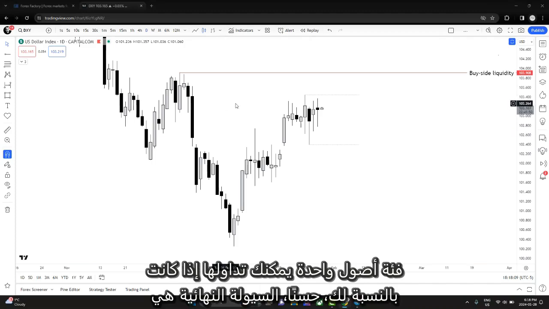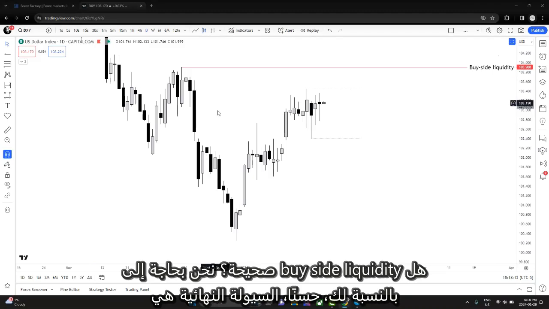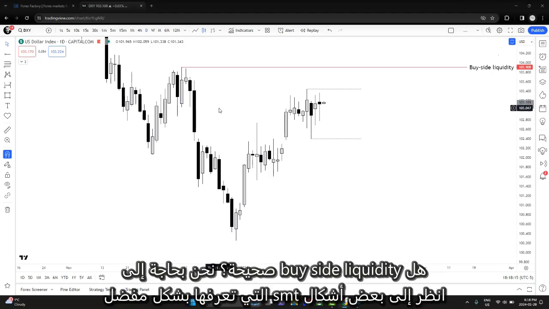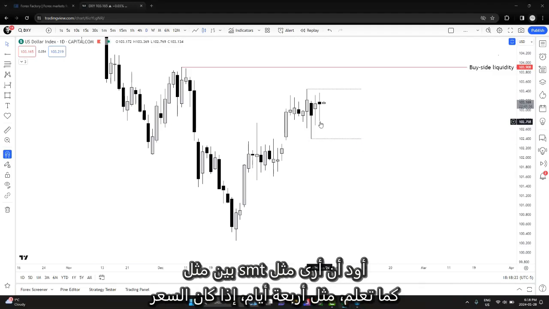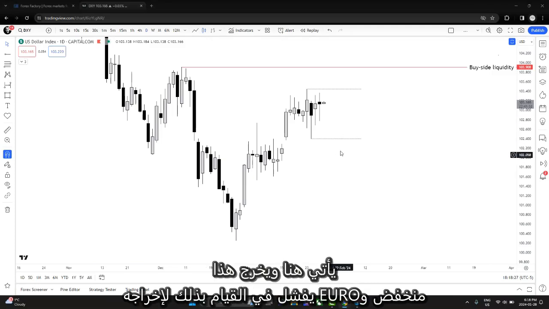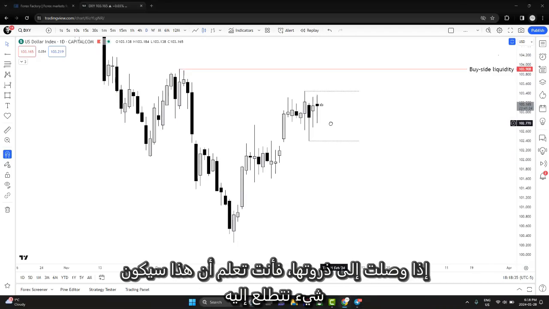Okay, so ultimate draw on liquidity is buy side liquidity, right? We need to see some form of SMT. Preferably, I'd like to see SMT between like 4 days. So if price comes here, takes out this low, and EU fails to do that, to take out its high, then that would be something to look forward to.